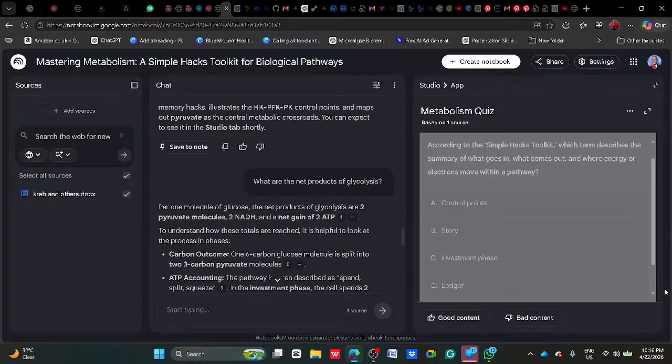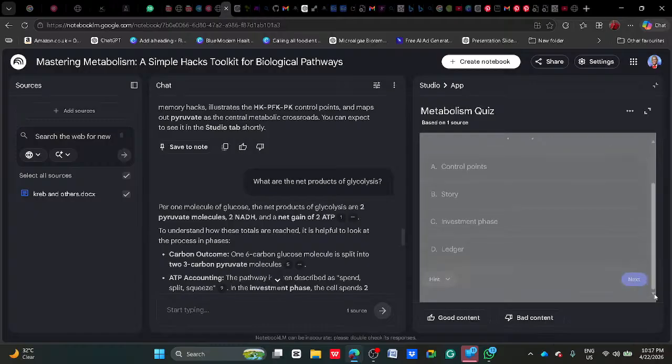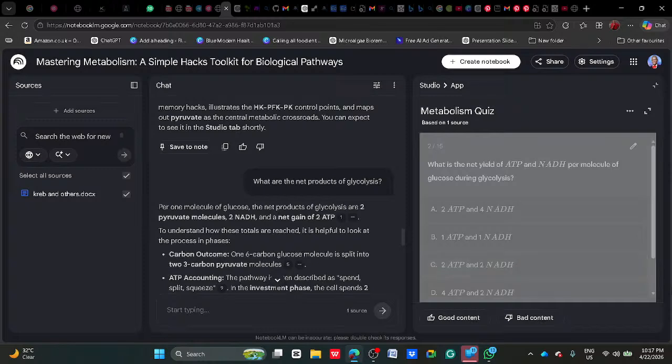I'm only going to display five because of our time. So the next one is this. What is the net yield of ATP and NADH per molecule of glucose during glycolysis? So you should be able to pick one out of that option.